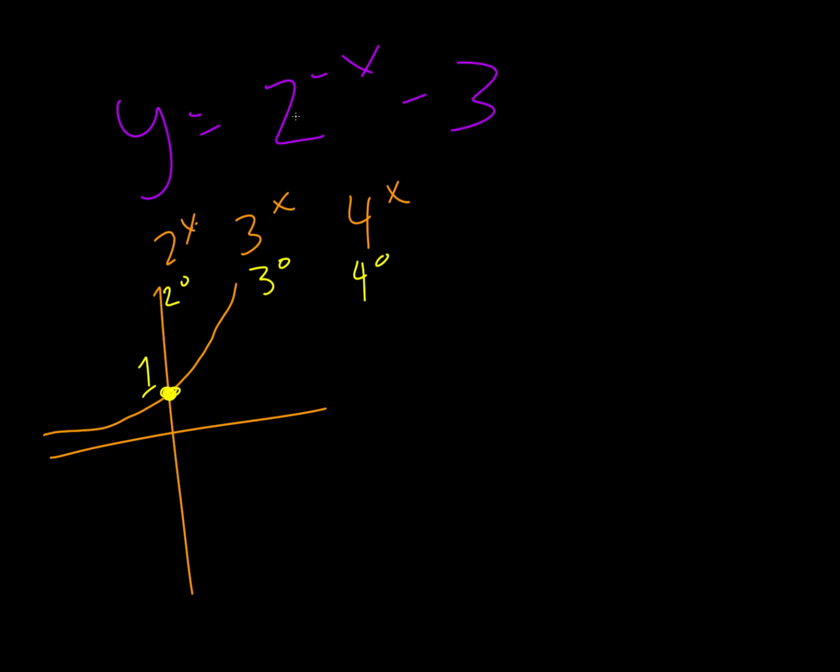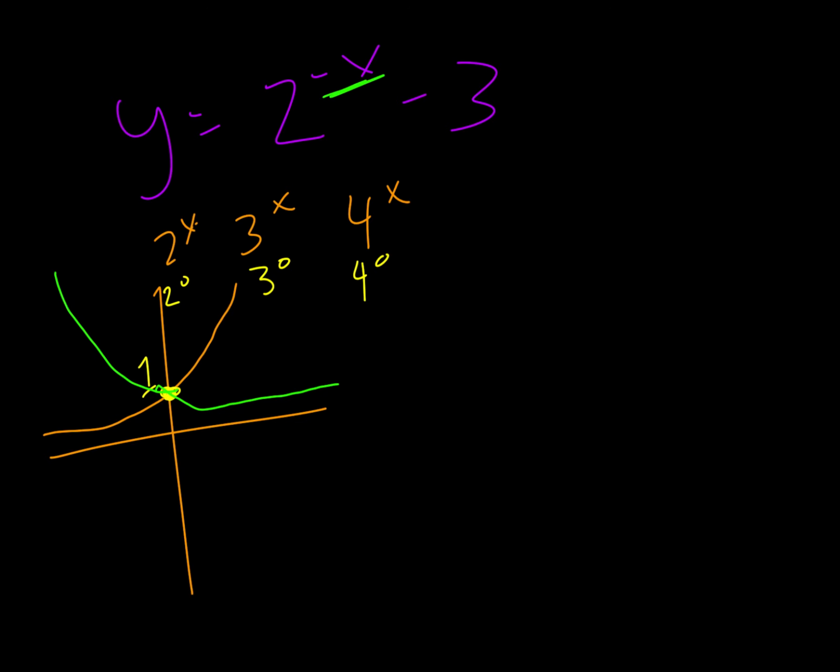Now, we want to think of our transformations. And if you remember, if we put a negative on the inside of a function, on the x, what it does is it flips it across the y-axis. So if all I do is apply that piece, it's still going to cross at 1, but now it's going to reflect.